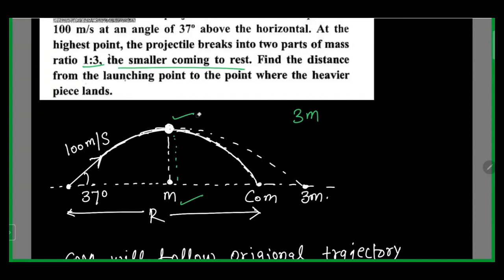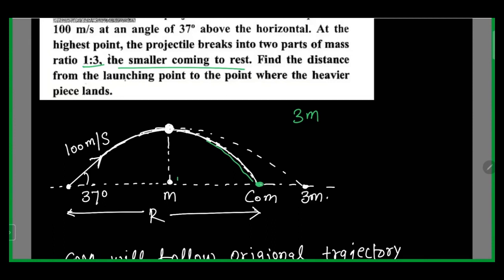If something is at rest here, gravity will pull it down and it will hit the ground. So the smaller mass came here and hit the ground. What about the center of mass? As I mentioned, the explosion is an internal force and it will not influence the trajectory of the center of mass. So the center of mass will keep going in the same direction and will finally hit the ground here.